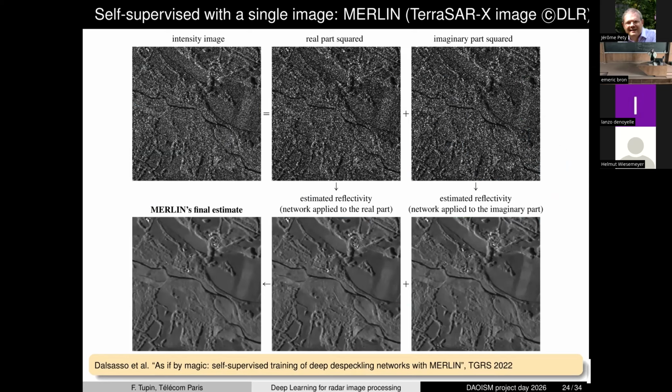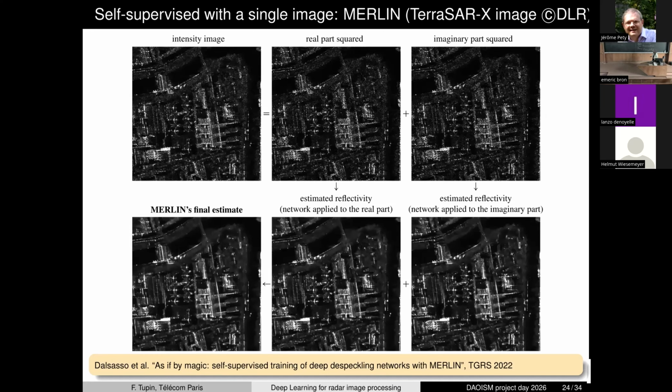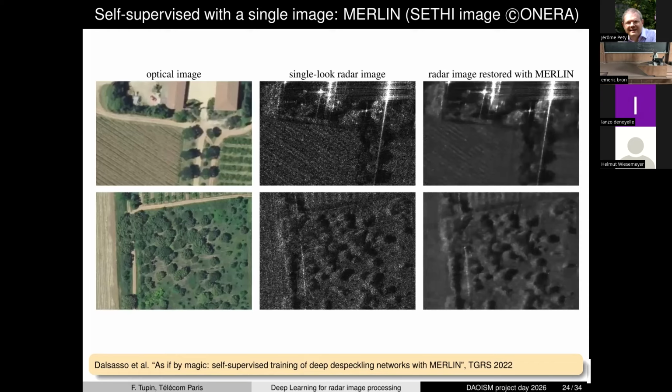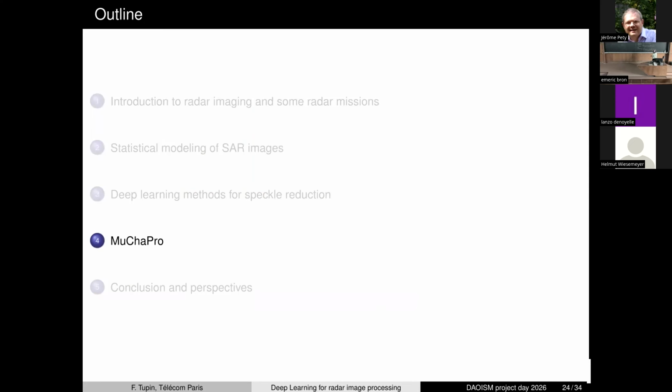What is really interesting in this approach is that you are training a network with something which is even worse than the original image. Because, in fact, by just taking the square of the real part, you have an image which is not even a single look image. It's an image with half a look. Okay, so that's destroying the information, but having the independence is a way to be able to train the network efficiently.